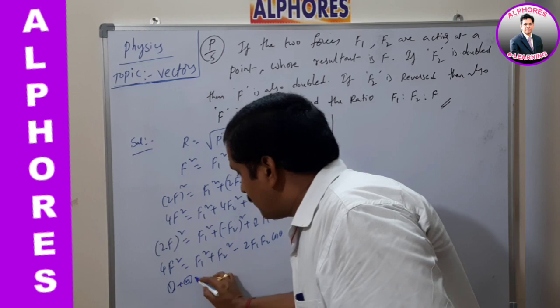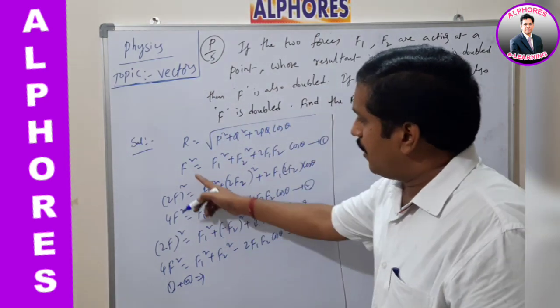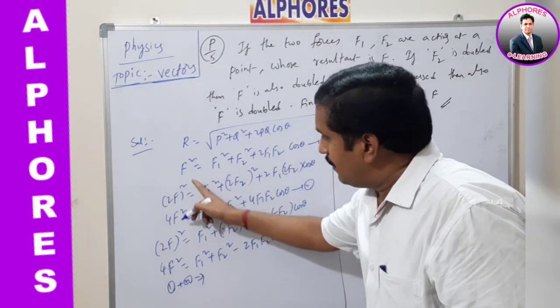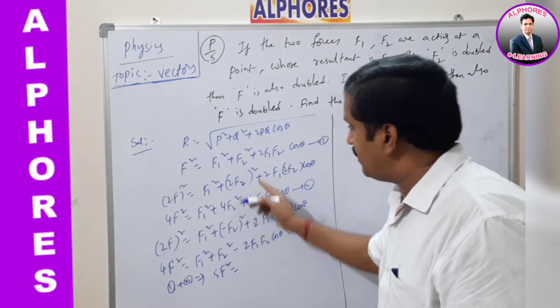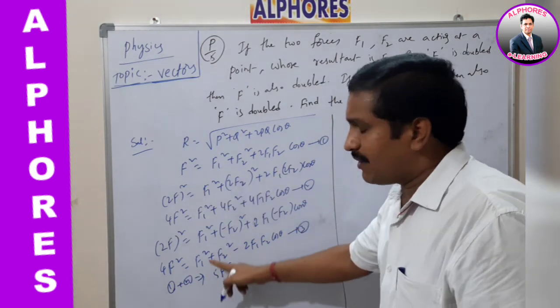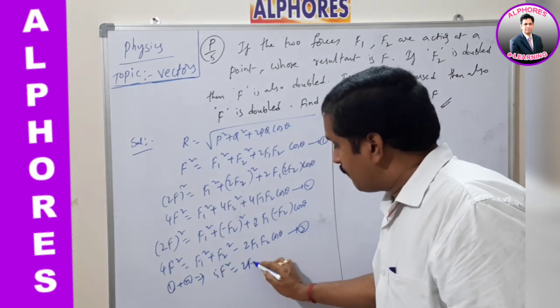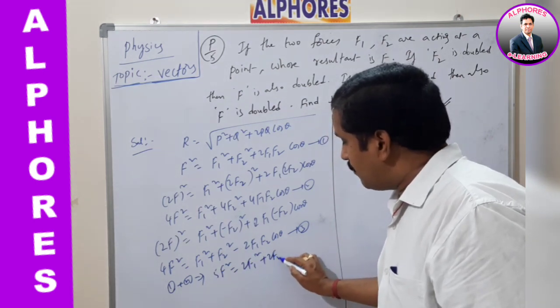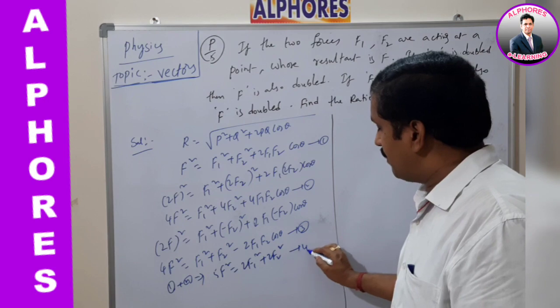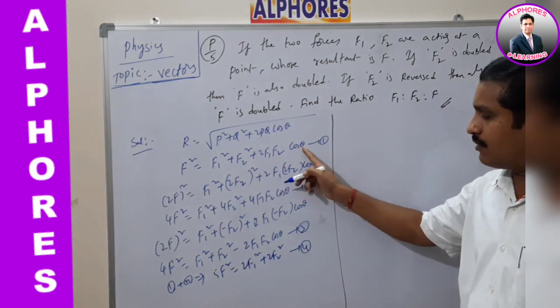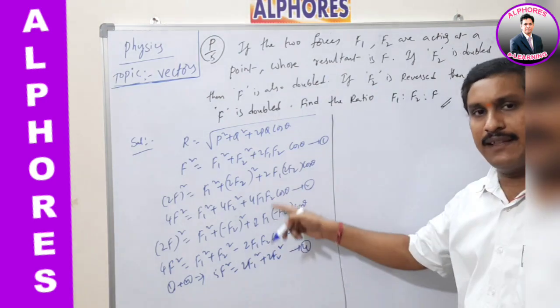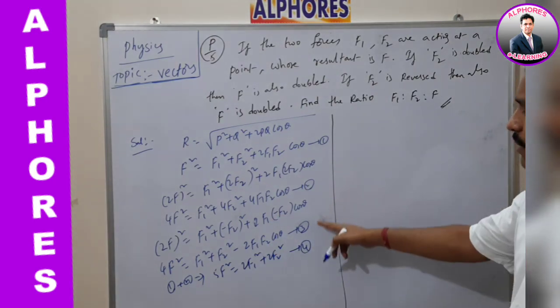Equation 1 plus 2. How much is it? On the LHS, F square plus 4F square, nothing but 5F square, which is equal to F1 square plus F1 square, again 2F1 square, plus 2F2 square. This is equation number 4. Here the remaining terms cancel, 2F1F2 cos theta minus 2F1F2 cos theta, both cancel together by adding equations 1 and 2.